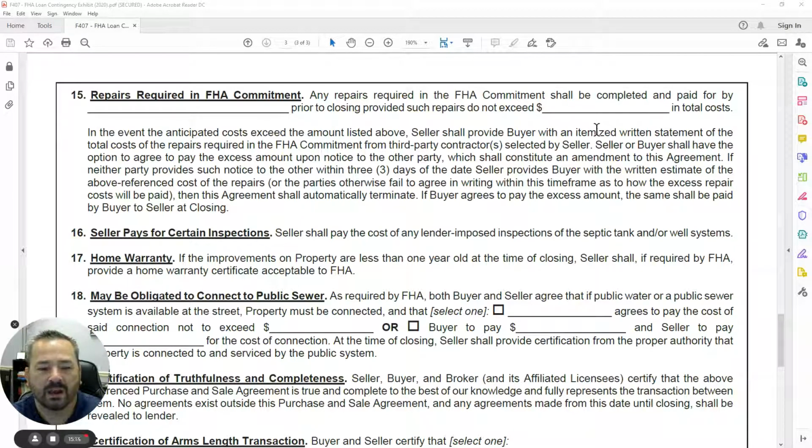Understanding that this does not cost the seller anything if the FHA doesn't call out any repairs. This is only if they call out any repairs that need to be made. We're getting agreement from the seller right now that if we've got these couple of small things that need to be fixed that are less than this amount of money, they're going to agree to go ahead and do it right now if they come up. Okay.